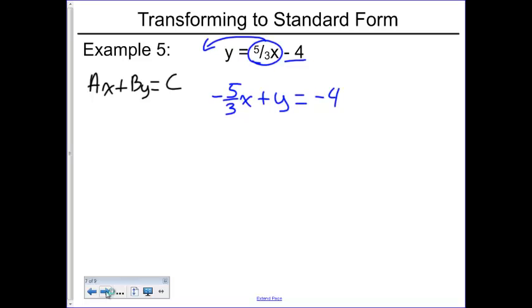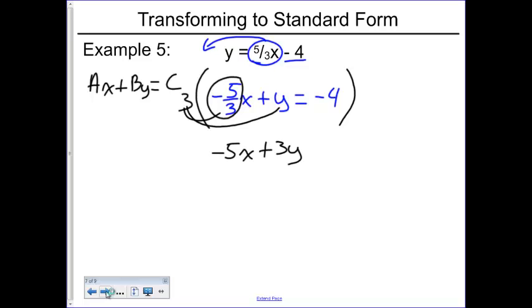And now, even though my x and y's are on the same side together, it's not in standard form because my a value out in front here is still a fraction. So what I need to do is multiply everything by 3. I need to get rid of that 3 in the denominator. So 3 times the negative 5/3 leaves you with negative 5x. 3 times the y gives you plus 3y. And 3 times the negative 4 gives you negative 12. Now officially that is the correct answer.